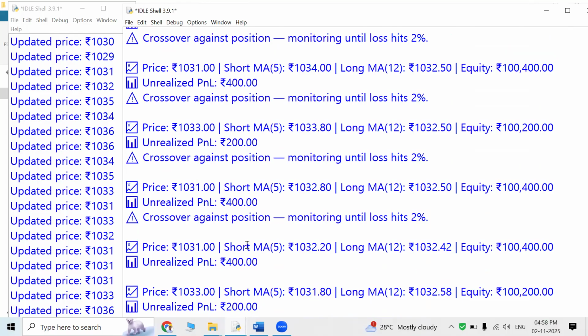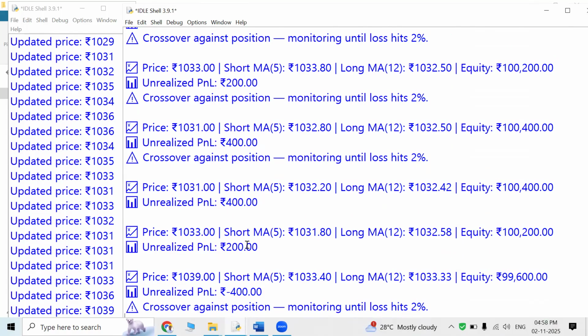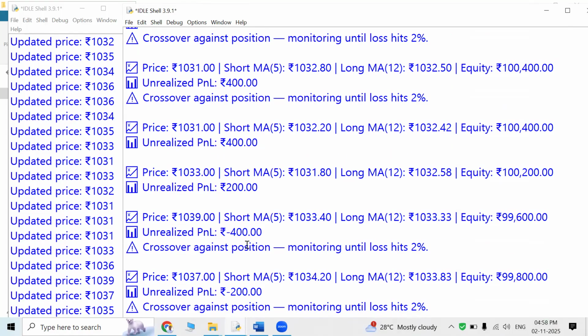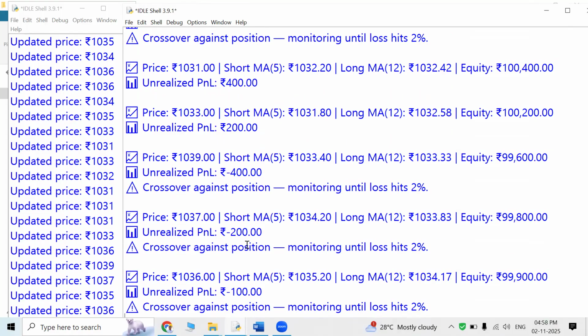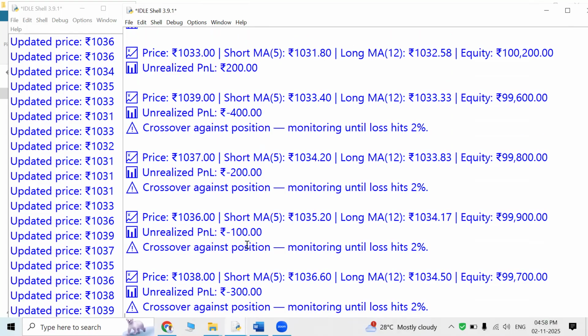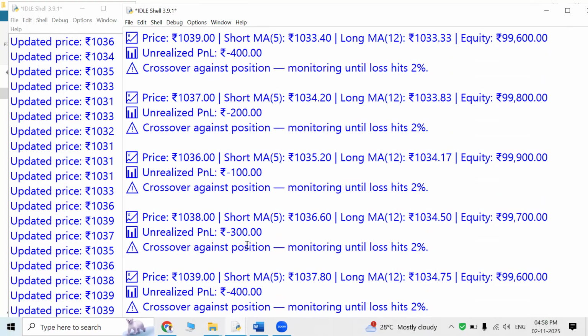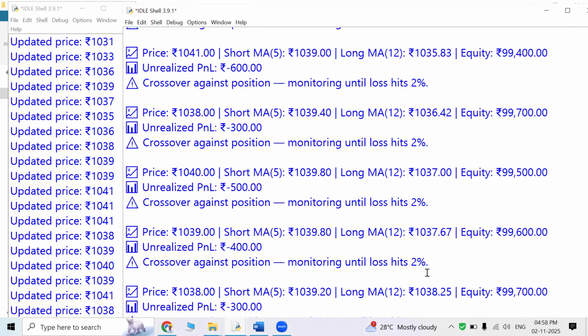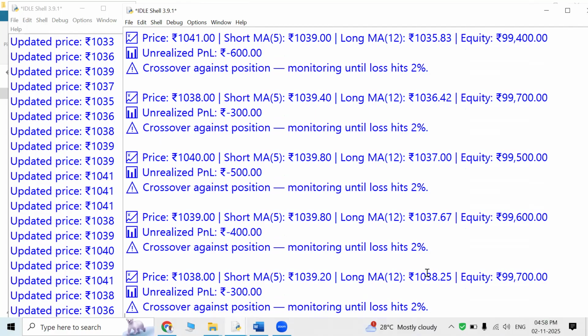Okay, let's wait for the algo to take the decision. It is continuously monitoring because the crossover is again against us. See, you need to run this for a full day. I will run it for more than 7 to 8 hours, and in 7 to 8 hours it is giving a very, very good result. Now, for the best result, if you increase the short movement and long movement time, then it gives the best result.